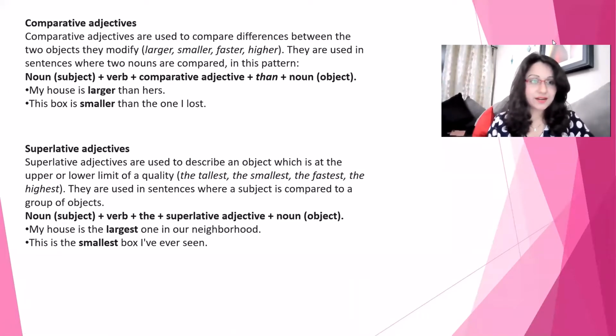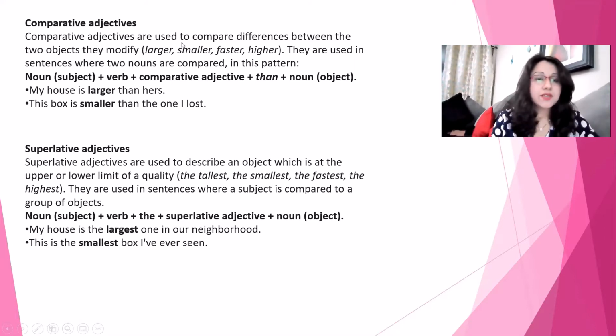Okay, so here we are starting with our comparative adjectives. Why do we use our comparative adjectives? They are always used when you are comparing two things. Okay, that's when you use your comparative adjectives. So how do you form them? Like it says over here, comparative adjectives are used to compare differences between the two objects they modify. They are used in sentences where two nouns are compared. So when you are comparing two things, we use our comparatives.